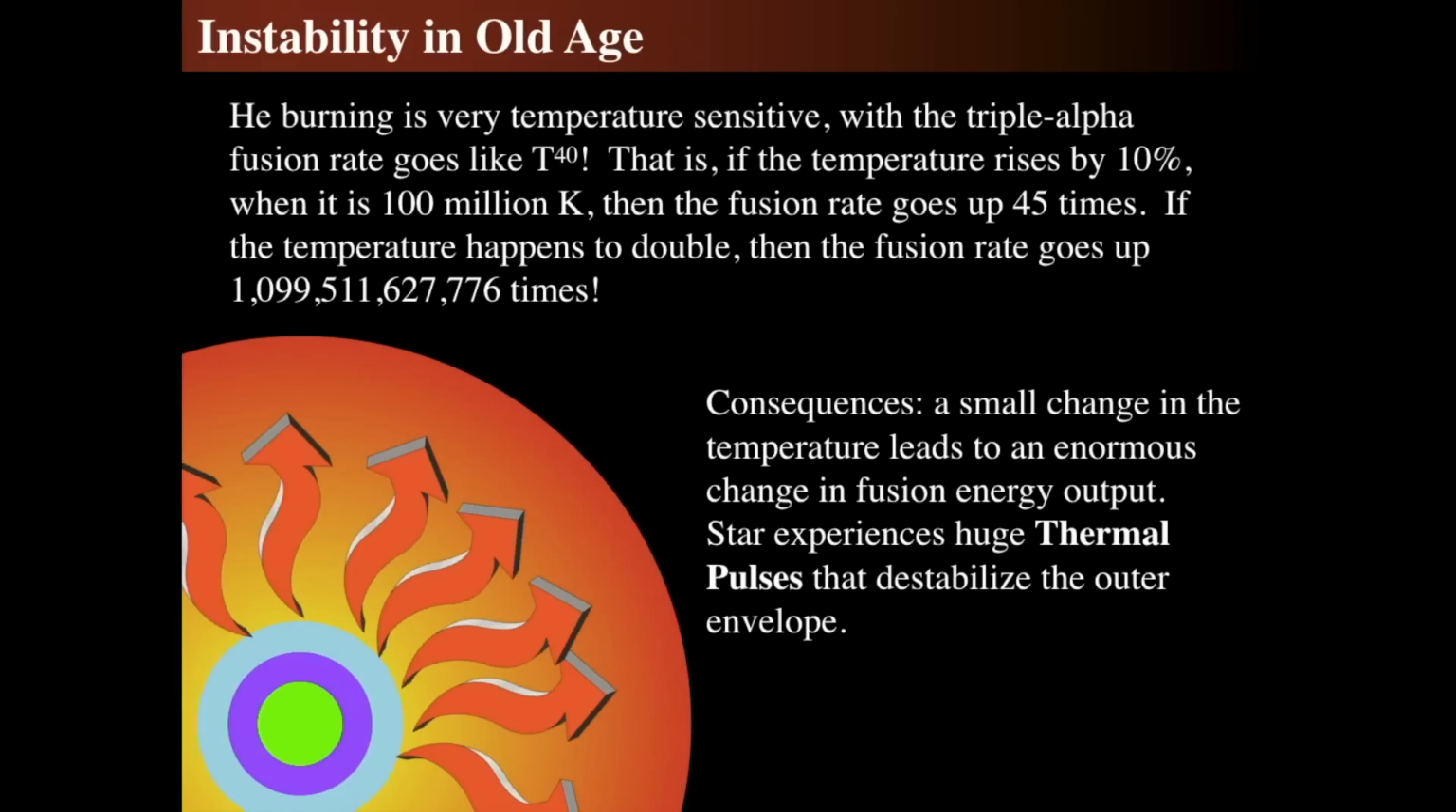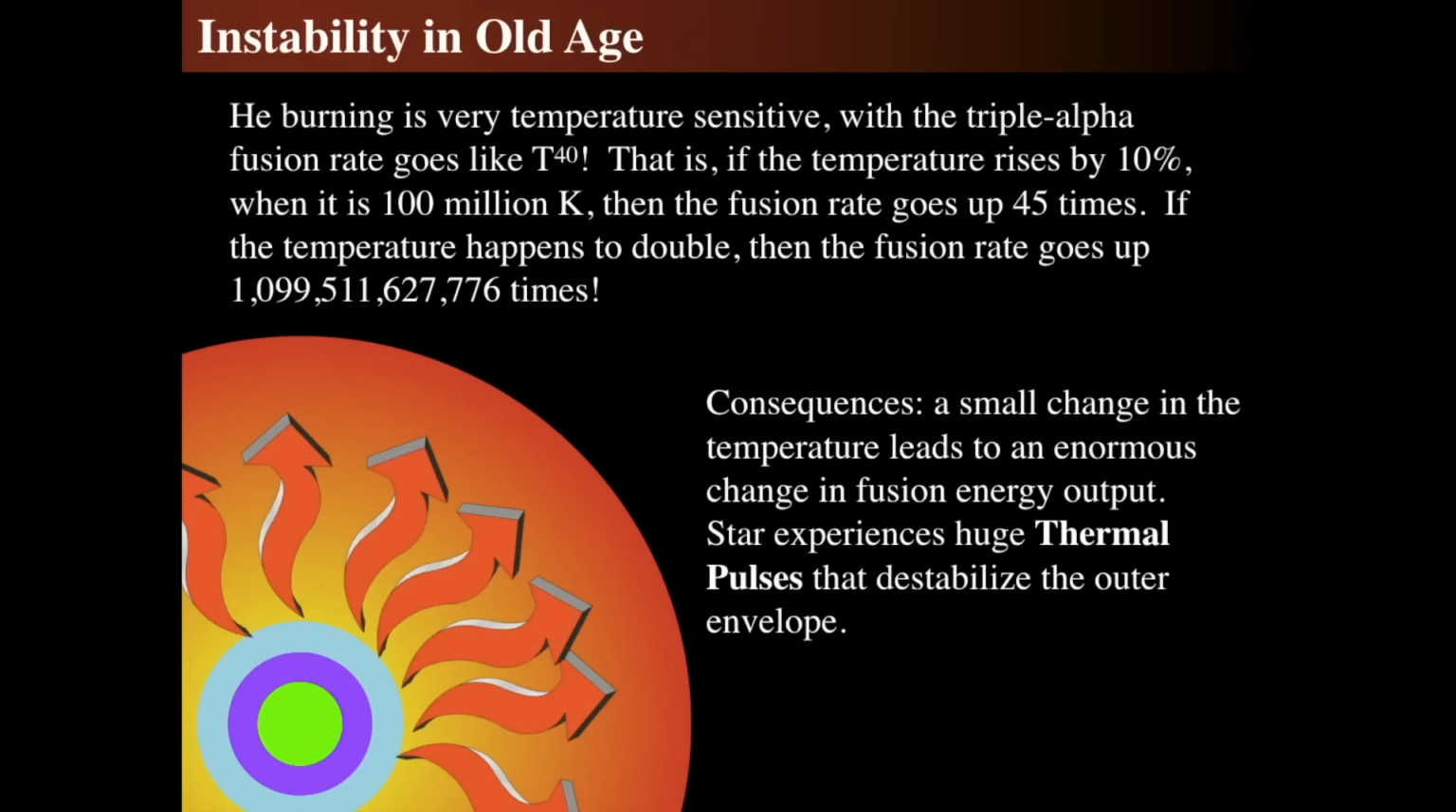And so the fusion rate goes like the temperature to the 40th power. So if you raise the temperature only by a little bit, maybe 10% when it's 100 million Kelvin, then the fusion rate goes up 45 times. And if the temperature doubles, it'll go up, wow, almost a quadrillion times. So that's a huge jump in fusion rate. So if you increase the temperature just a little bit, you get these enormous changes in the rate of production. So a small change makes these thermal pulses.